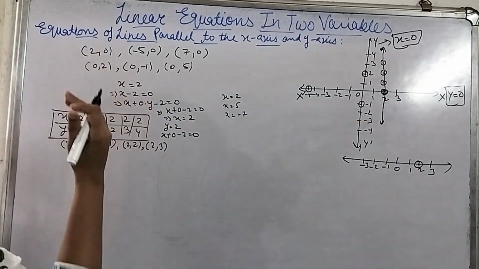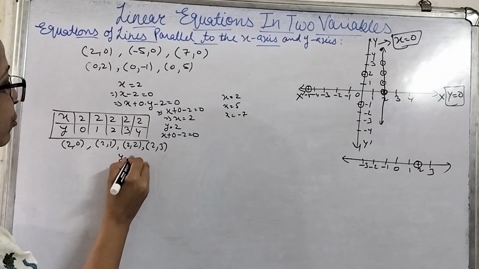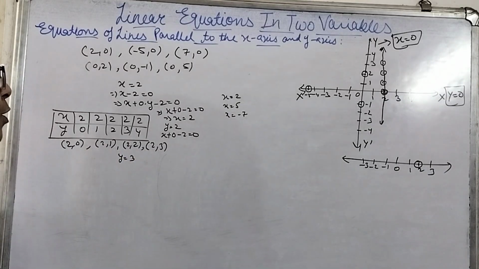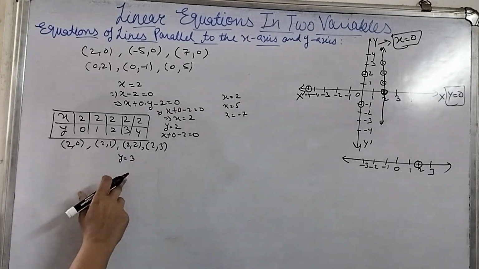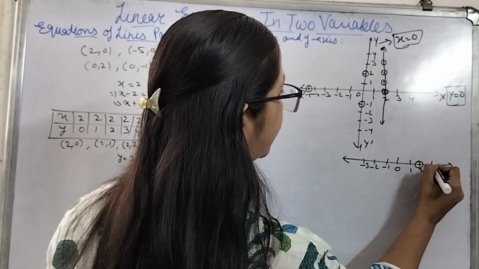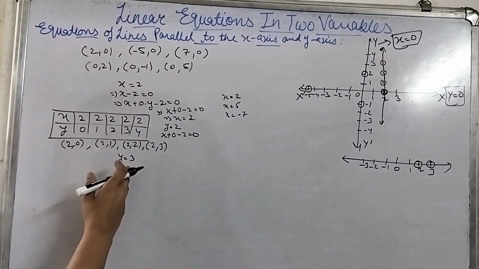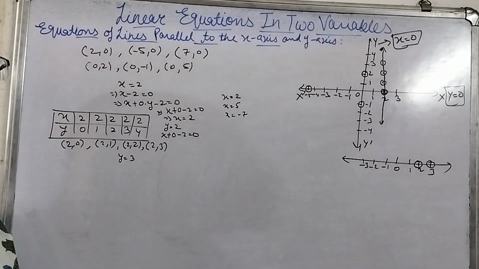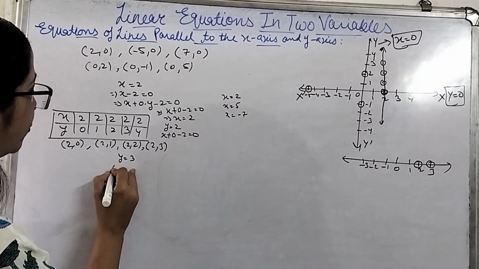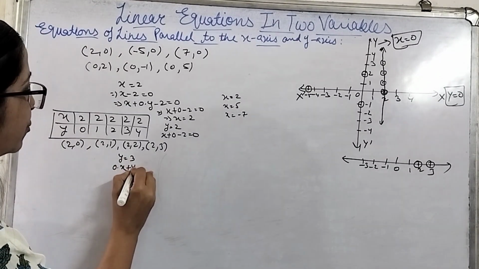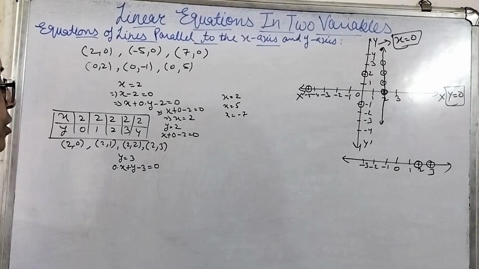Similarly, if your equation is, say, y is equivalent to 3, and we represent this on the number line, that means if this is your number line, this is your representation. And if we want to convert this into a linear equation in two variables, first of all we will write 0 into x plus y minus 3 equivalent to 0.